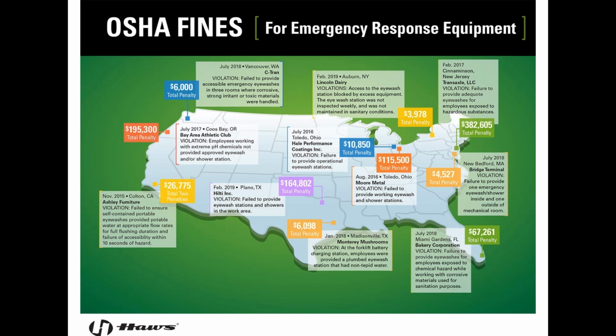But it was in Coos Bay, Oregon, at a Bay Area Athletic Club, and their violation was that the employees were working with extreme pH chemicals and were not provided approved eyewash and/or shower stations. What they were dealing with was pool chemicals to balance the pH of the pool and things like that. But they didn't have any emergency equipment if somebody were exposed to those chemicals. And this is what we're looking at.